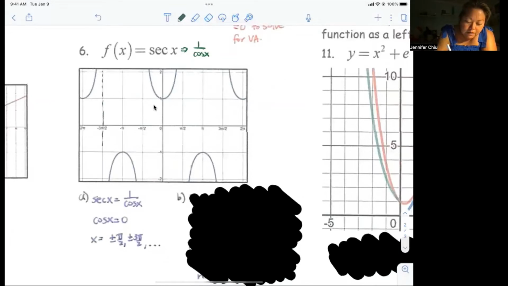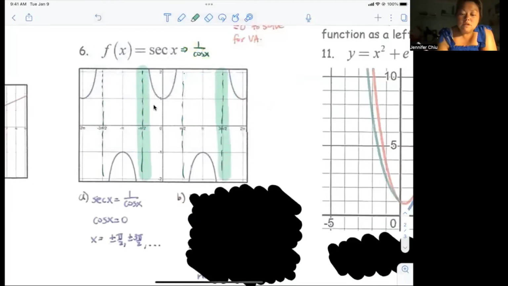I have negative 3 pi over 2. I have negative pi over 2. I have positive pi over 2. I have 3 pi over 2. Now notice some of these have the same behavior. So which ones? Well, this asymptote and this asymptote have the same behavior to the left and right.